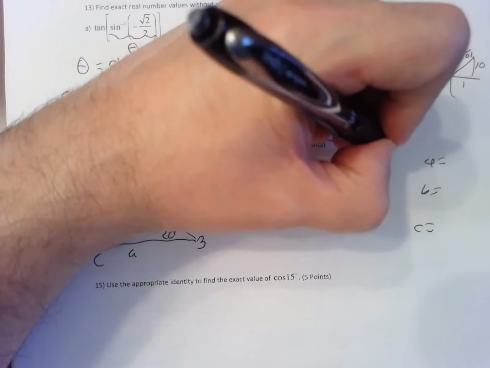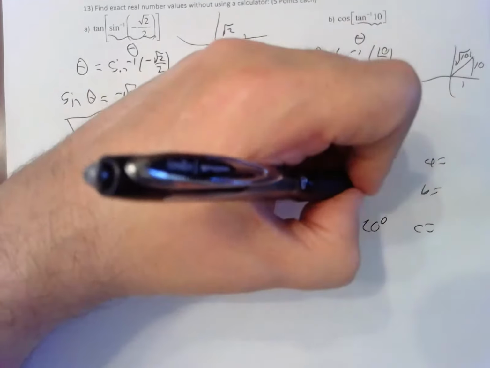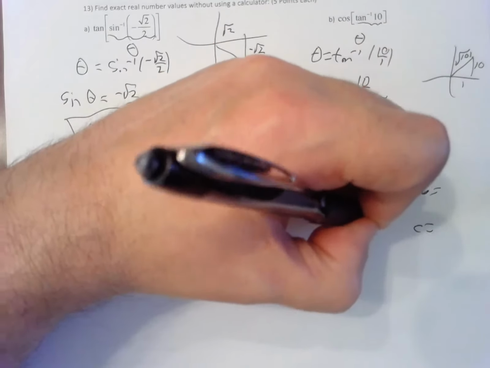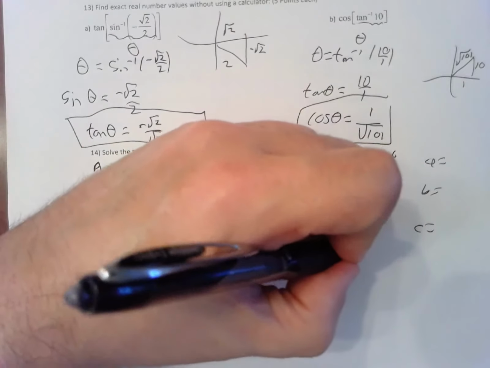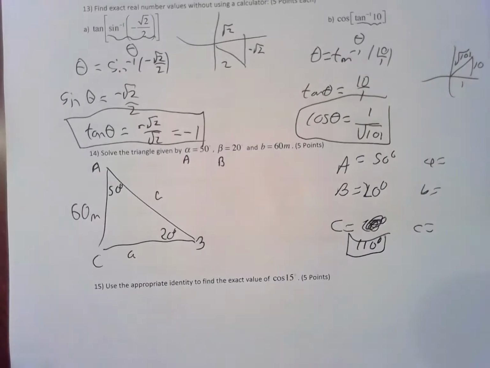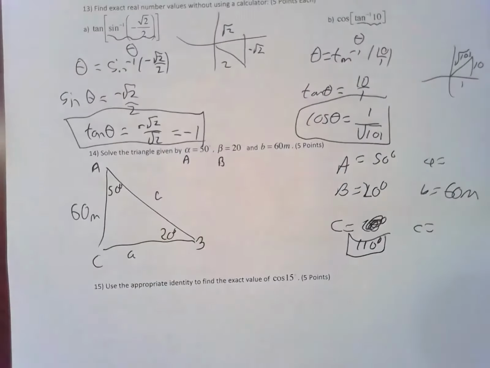Okay, I've got these guys. That's 50. That's 20. That makes up 70 degrees. Oh, labeled the wrong one. This one's 20. That's 70, so that makes C 110 degrees. That's something I found, so I'm going to circle it. I'm told B equals 60 meters. Better put the meters there.